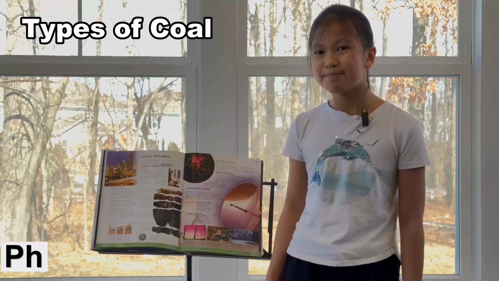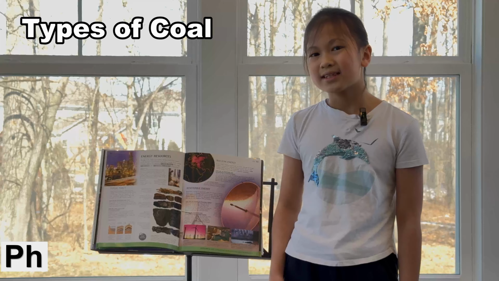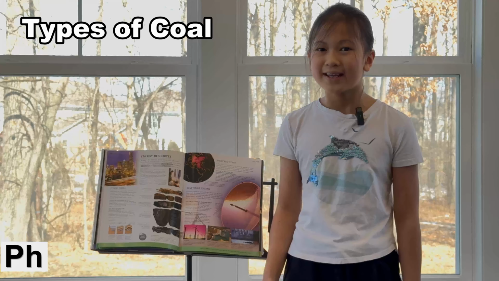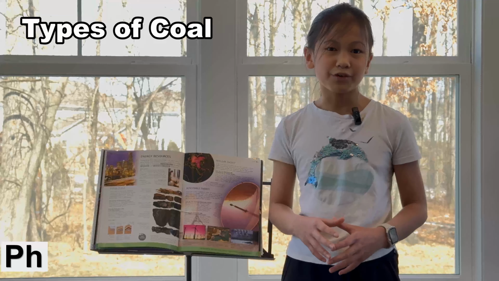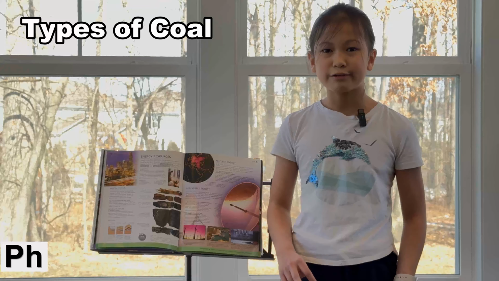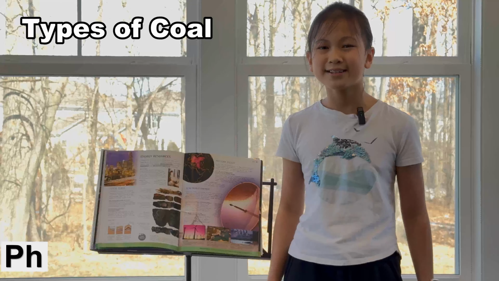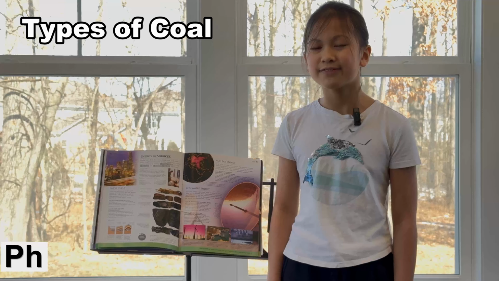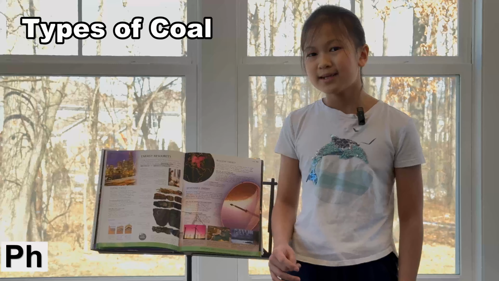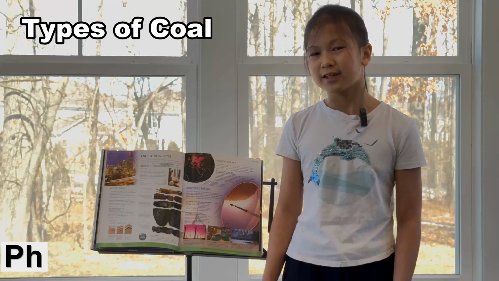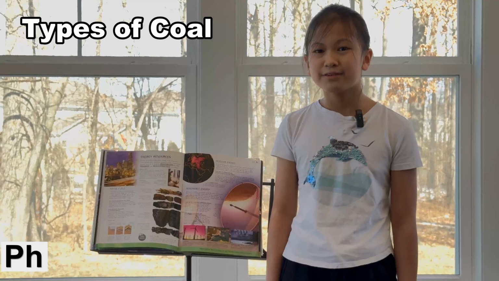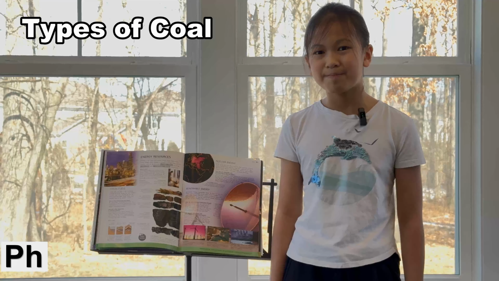The second type of coal is called bituminous coal. Bituminous coal is a higher grade, and this type of coal is found deeper underground because more heat and pressure is added to it. This grade is used for industry to fuel factories and run machines, and bituminous coal is found with up to 80% carbon.